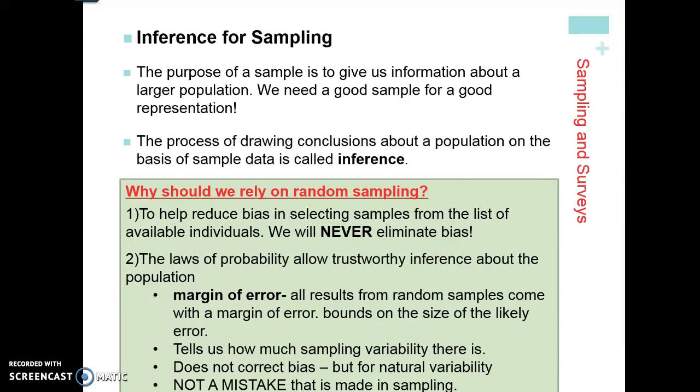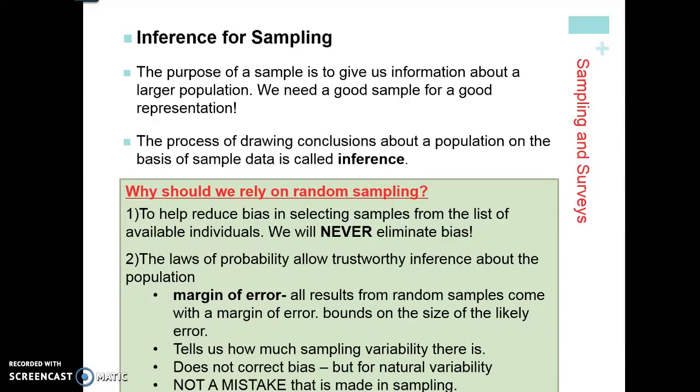So why do we rely on random sampling? Number 1, it helps us to reduce bias. So that just means we're not overestimating or underestimating the answers, okay? But it's never going to completely eliminate bias. So remember, sometimes one answer is too big, one answer is too small, but then they even each other out.